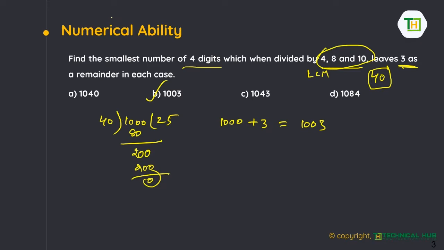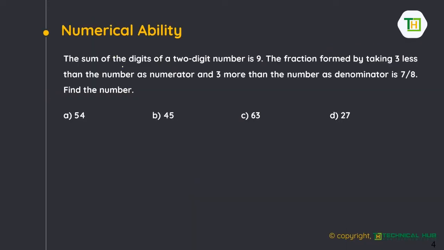Next question. The sum of the digits of a 2-digit number is 9. For these kinds of problems, it is always better to go with the option verification method. Sum of the digits is equal to 9.